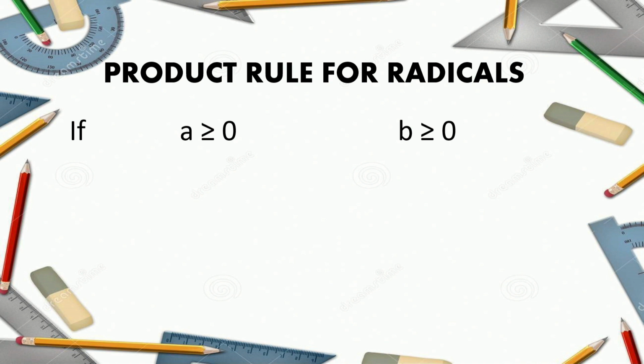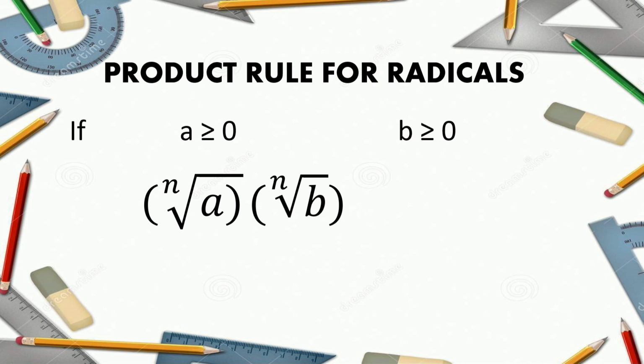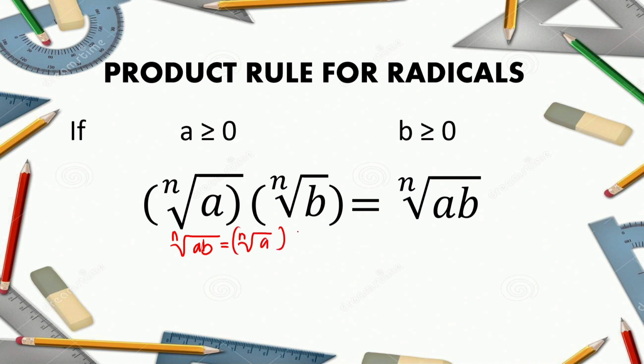If A is greater than or equal to 0 and B is greater than or equal to 0, meaning to say that A and B here are both non-negative, then the nth root of A times the nth root of B is equal to the nth root of A times B. We can also go backwards. The nth root of AB is equal to the nth root of A multiplied by the nth root of B.